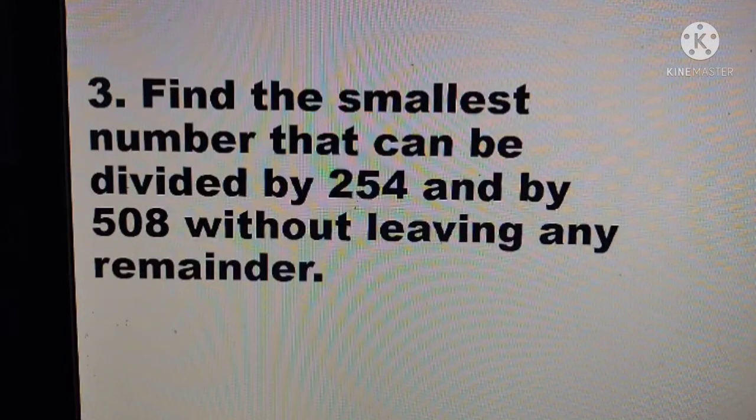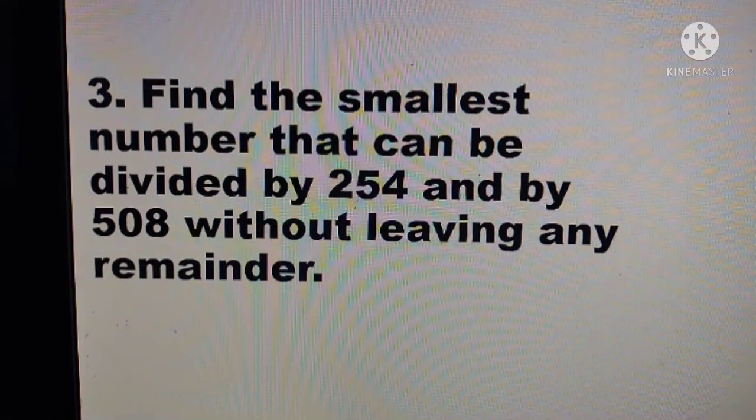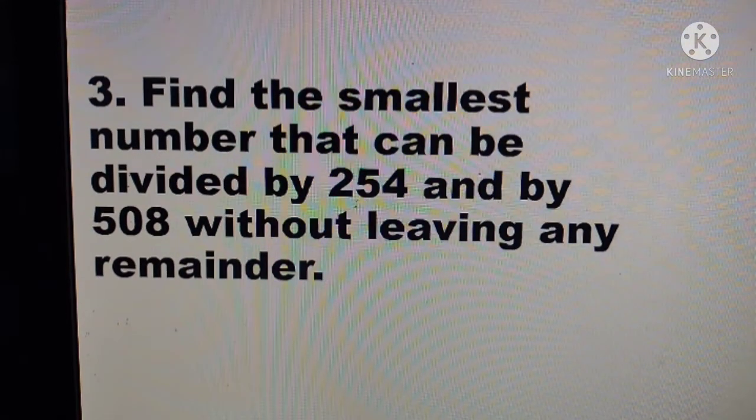Because by the full form of LCM only you can understand, least. That means the smaller value. Now suppose any number is there, for example x. It should be the smallest number which can be divided by 254 and by 508, and when we divide it the remainder should be 0. So for that we have to find the LCM of 254 and 508 according to the question.